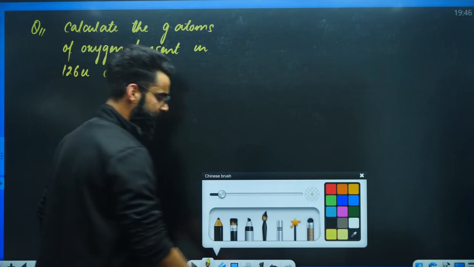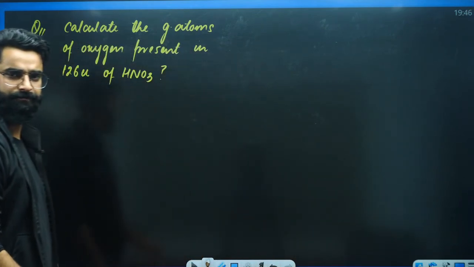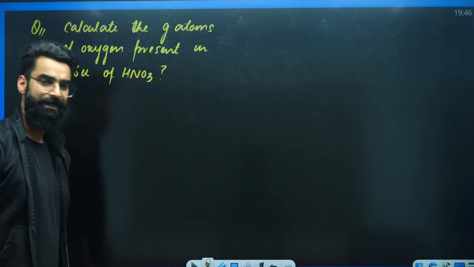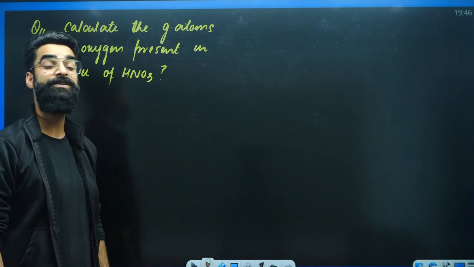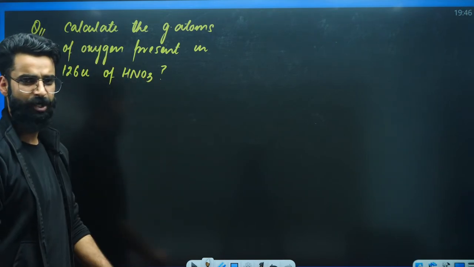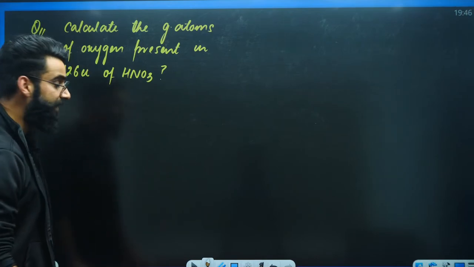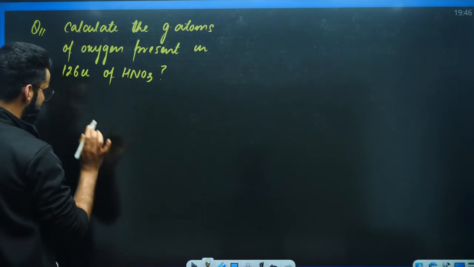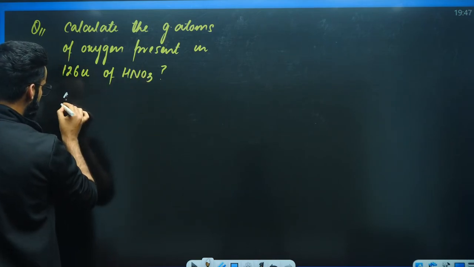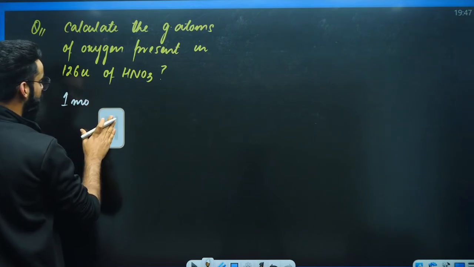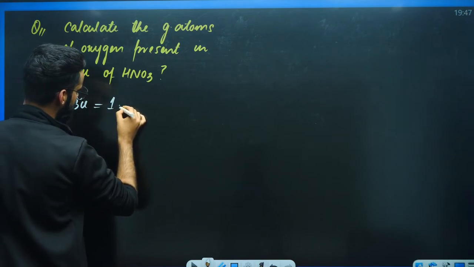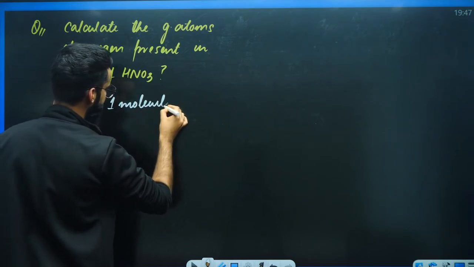First of all, if I ask you what is the molecular mass of HNO3, let me tell you, the molecular mass of HNO3 is 63 u. You can calculate it: 1 plus 14 plus 16 into 3, that comes out to be 63 u. So first thing I want you guys to remember: molecular mass of HNO3 is 63 u. That means the mass of one molecule of HNO3 is 63 u.